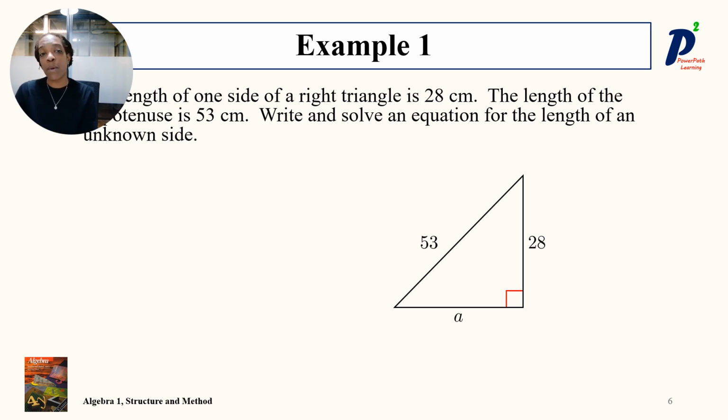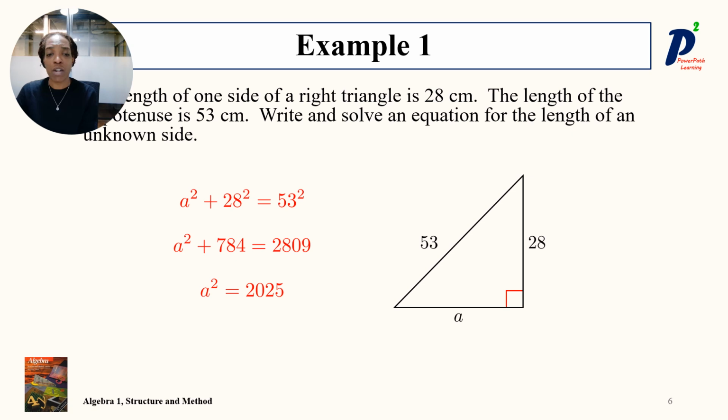So I'm going to set up my equation for the Pythagorean theorem. A squared plus 28 squared equals 53 squared. Now I'll simplify my squares. These numbers get a little bit big, so feel free to use a calculator if your teacher allows you to do so. I'm going to subtract 784 from both sides, and I get that a squared is equal to 2025, and the square root of 2025 is 45.